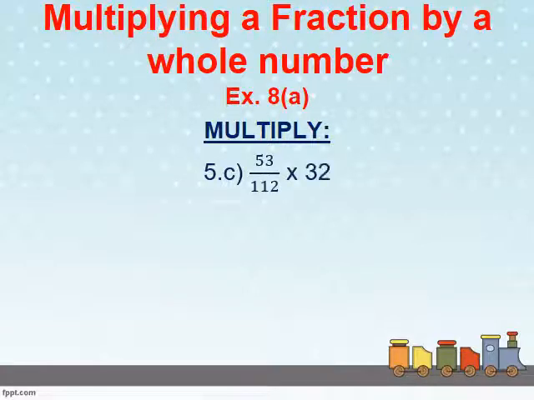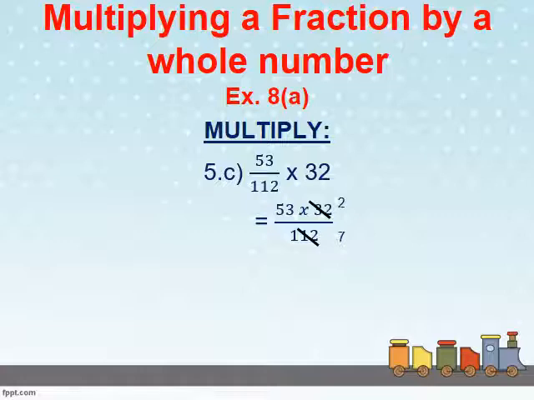Now children, let's come to the next question, which is C part of question number 5. Here we have to multiply 53 by 112 by 32. So we will write 53 multiplied by 32 in the numerator upon 112 in the denominator. Now children, you know we can divide 32 and 112 by the common number 16. So when we divide 32 by 16, we get 2, and when we divide 112 by 16, we get 7.